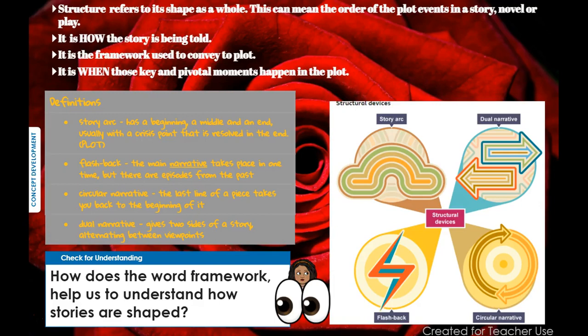Now, when do we have these pivotal moments that happen in plot? Think about chronological order. Think about when we have these flashbacks. Think about when we have a dual narrative. Yes, yes, yes, you do have to write these down. When we're talking about the story arc, you're just thinking about what we just saw, the regular plot diagram, when we have exposition, rising action, climax, falling action, and resolution.